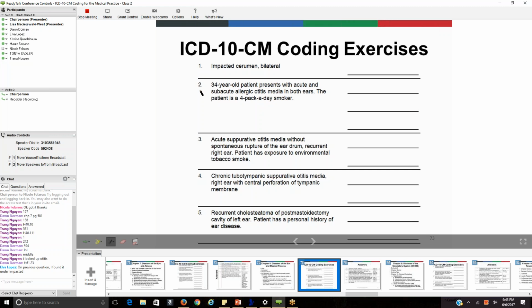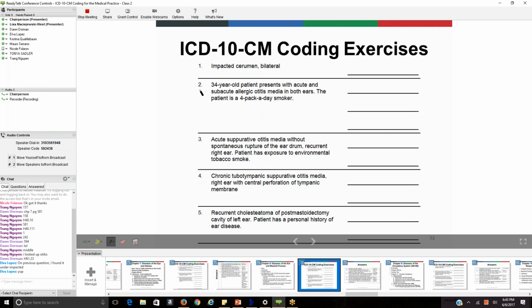Elva, thank you, because that's what I found it under, was impacted. On the last question, instead of finding it under otitis, I found it under impacted. I was too. So that's where I found mine too.